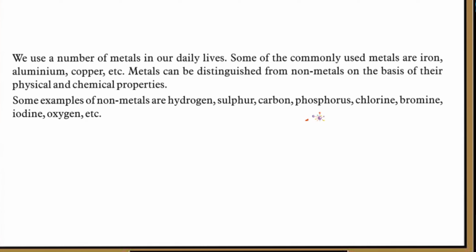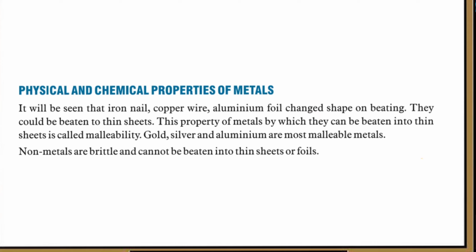Metals can be distinguished from non-metals on the basis of their physical and chemical properties. Some examples of non-metals are hydrogen, sulfur, carbon, phosphorus, chlorine, bromine, iodine, oxygen, etc. So now let's see the next topic, that is physical and chemical properties of metals.